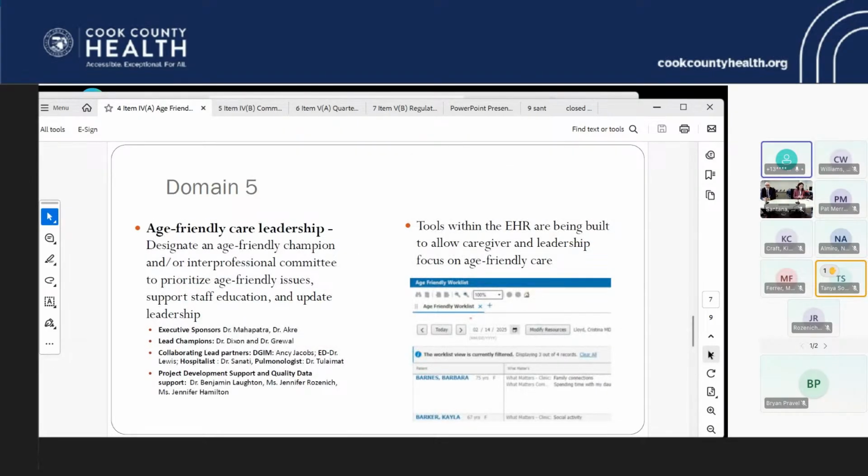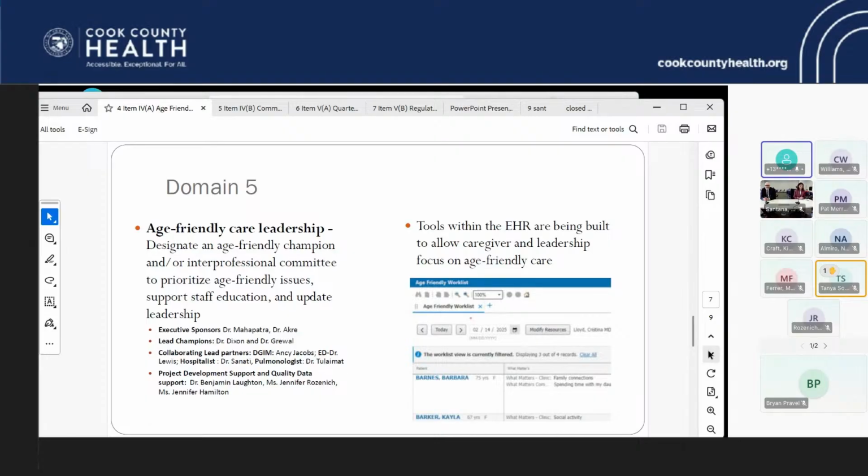As a part of the initiative, we have also an age-friendly care leadership, which is an interprofessional committee to prioritize age-friendly measures and support staff education and update leadership. Currently, our leadership team consists of the following: executive sponsors, Dr. Mahapatra and Dr. Akre; lead champions, myself and Dr. Dixon; collaborating lead partners from DGIM, Dr. Nancy Jacobs; from ER, Dr. Lewis; hospitalist, Dr. Sanati; and pulmonary group, Dr. Talamat.